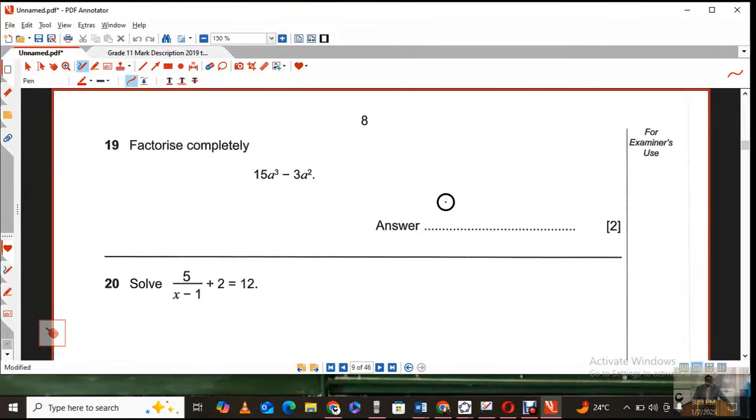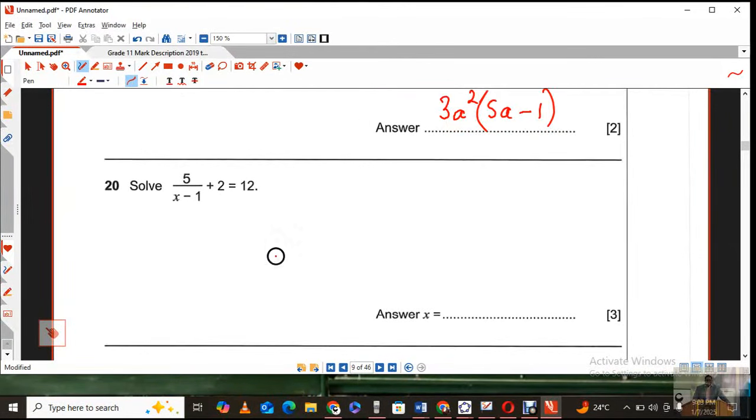Of course, 3 is the highest common factor of 3 and 15, and for the powers of a, the one with the smallest power. So that's your common factor, and that leaves you with 5a minus 1. Of course, you can always multiply back and expand, and you will end up exactly at the same answer. Question 20, this is a linear equation, which means it has only one solution.